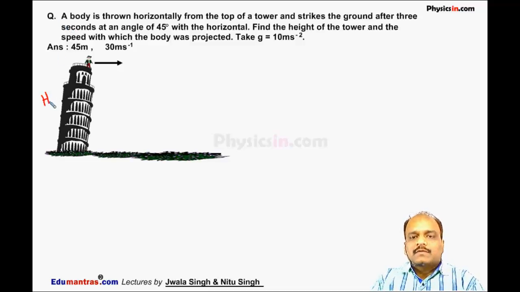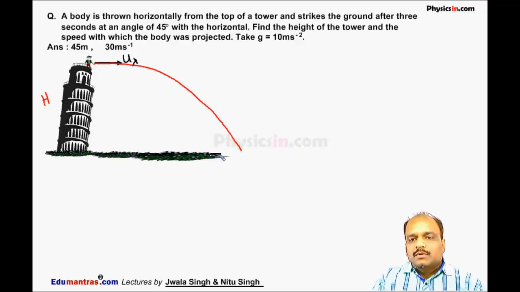Let h be the height of the tower. Let the particle be projected with some speed ux. It is projected horizontally, so it is ux. This particle moves on this path. It falls like this as shown by that video. When it strikes the horizontal ground, the question says it strikes at an angle of 45 degrees. Now let the horizontal component of velocity at this instant be Vx, and let this be Vy. Let this speed be V.